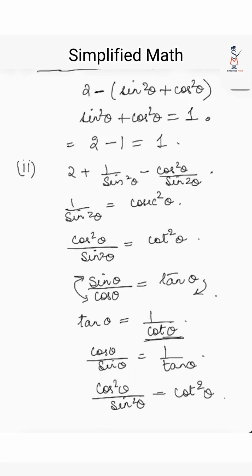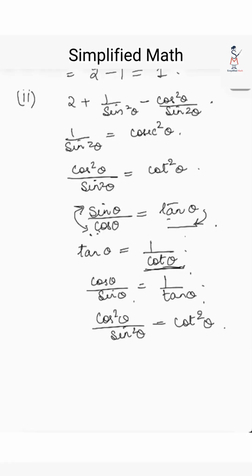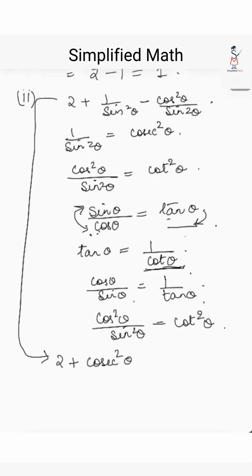So cos square theta by sin square theta is equal to cot square theta. Sin theta by cos theta is tan theta, and cot theta is 1 by tan theta. So cos theta by sin theta is 1 by tan theta. You are reciprocating both, taking cos up and sin down, so tan comes down, 1 by tan theta which is cot theta. So cos square theta by sin square theta is cot square theta. So this will be 2 plus cosec square theta minus cot square theta.